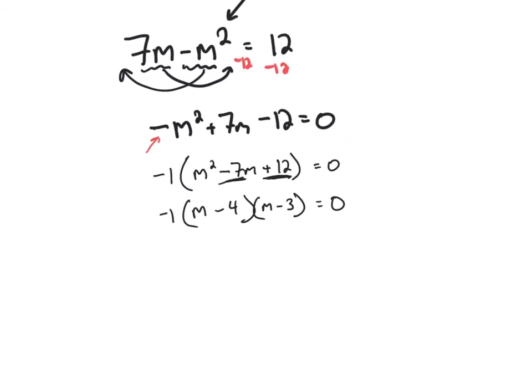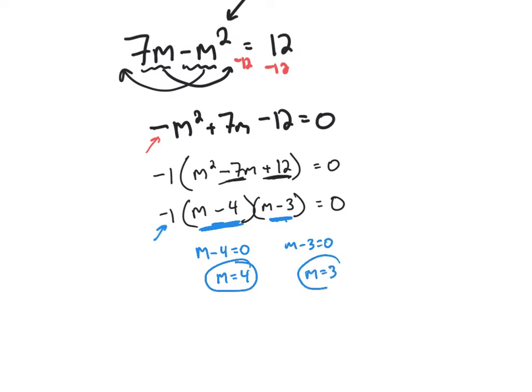Yeah, that's good. Okay, so what's going to make this go to 0? Either this group equaling 0 or this group equaling 0. The negative 1, who cares? It's just out there. m minus 4 equals 0. m minus 3 equals 0. So m equals 4, that's a possible answer. m equals 3, that's a possible answer.